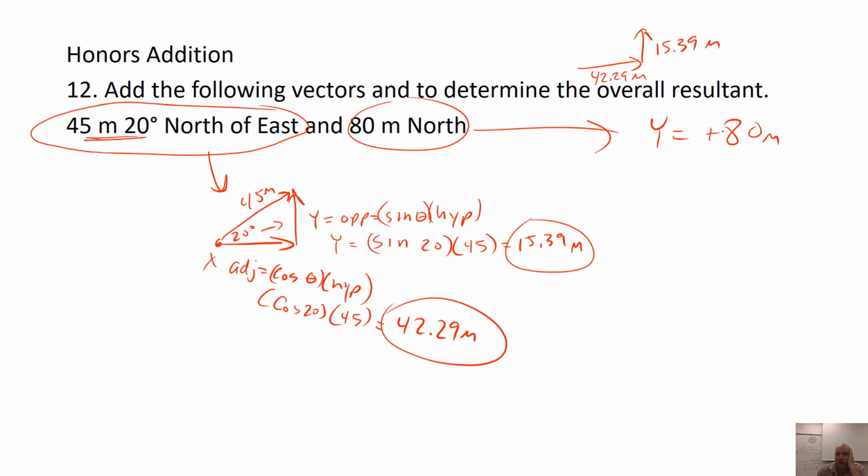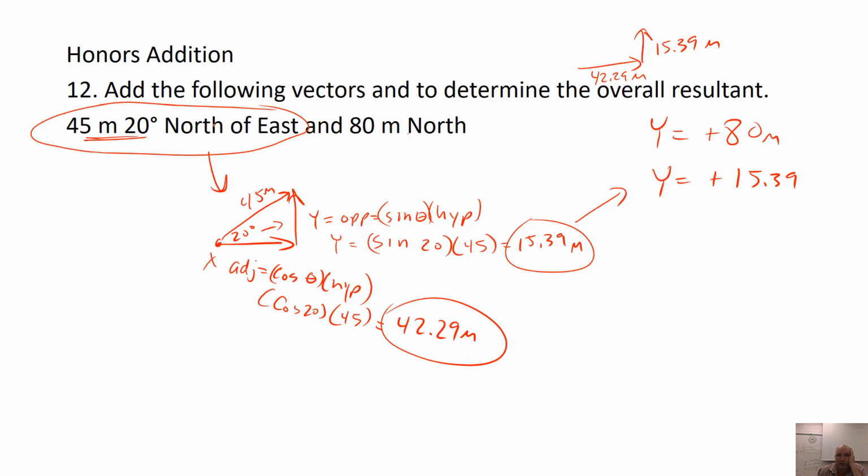So y is equal to positive 80. I'm going to have to mix that in with this y, and this y is also going north. Since this is north, it's going to be positive 15.39. We're going to find an overall y-axis. So what you see is that you have this vector going directly north, and this vector going east and north.